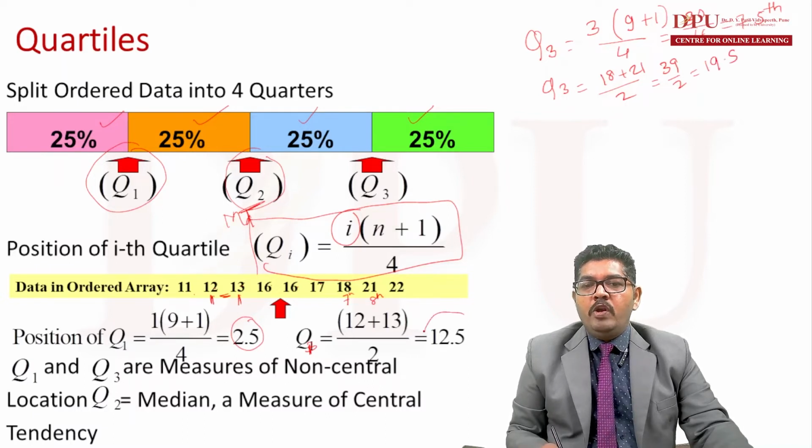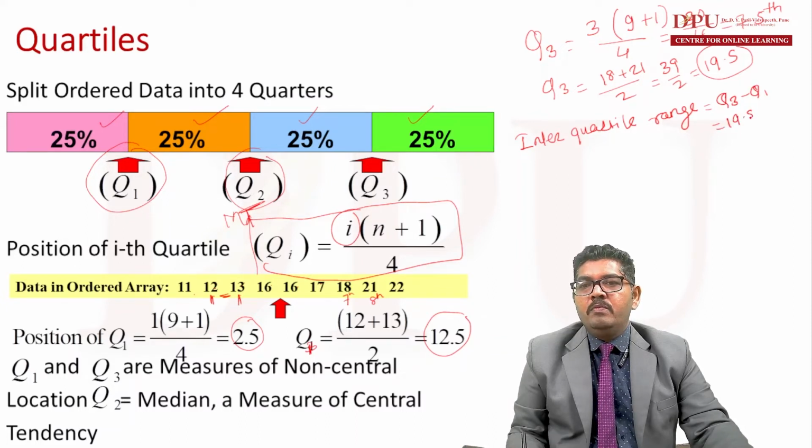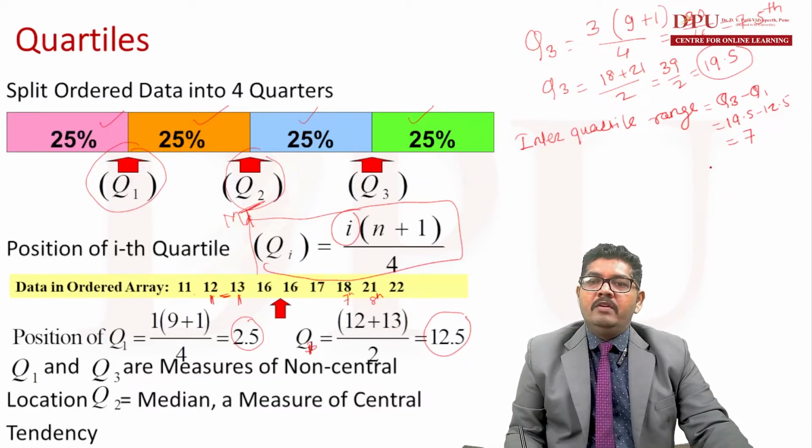So Q1 is 12.5 and Q3 is 19.5. So we make use of this Q3 and Q1 in order to calculate interquartile range. Interquartile range is equal to Q3 minus Q1. So 19.5 minus 12.5, so this is equal to 7. Interquartile range is equal to 7.